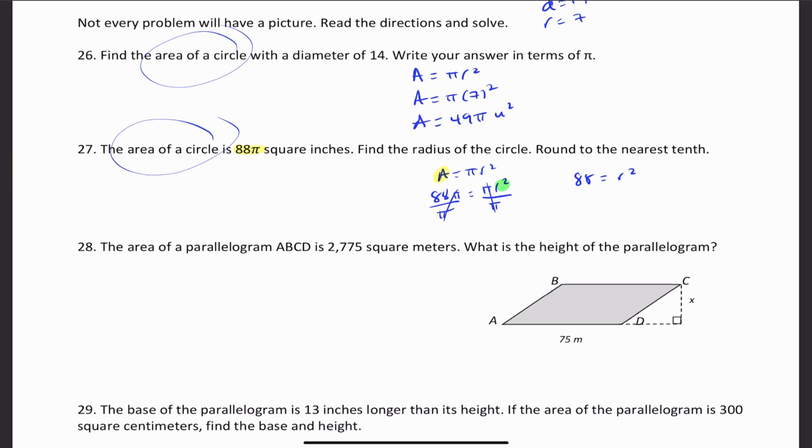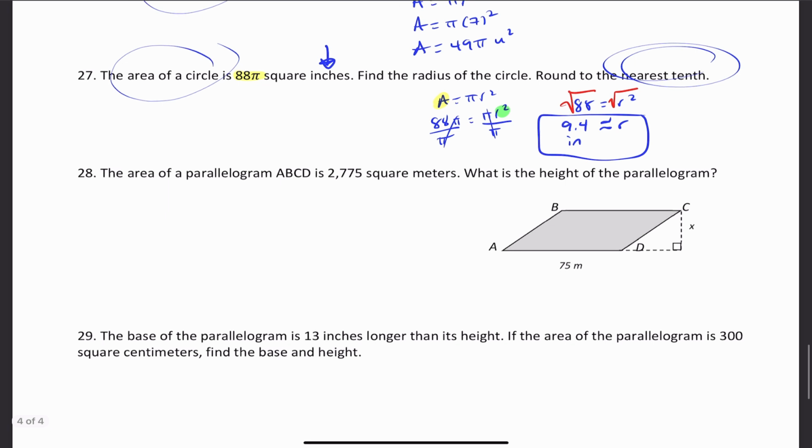So, because I have r squared, which is alone on the right-hand side of the equal sign, I can just take the square root. So, the square root of r squared, of course, is r, and the square root of 88, which I'm going to put into my calculator, is 9.4, because we're going to round to the nearest tenth here. So the radius is approximately 9.4 inches. So r is approximately 9.4 inches.